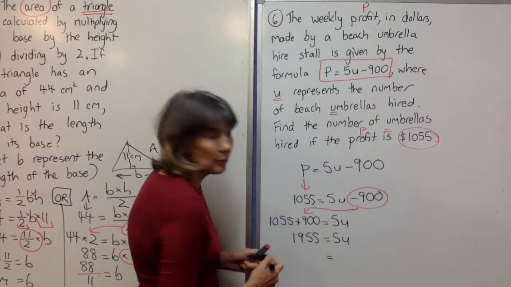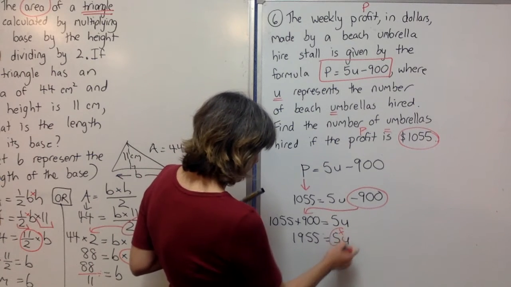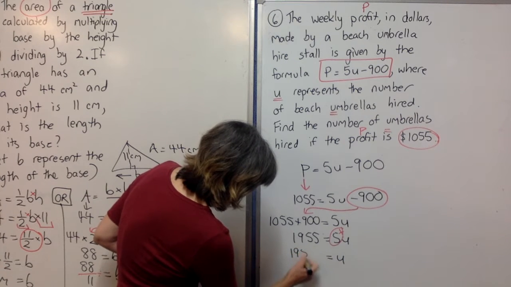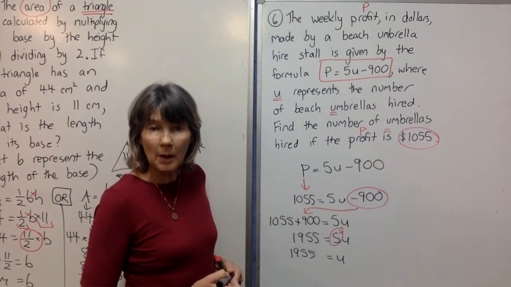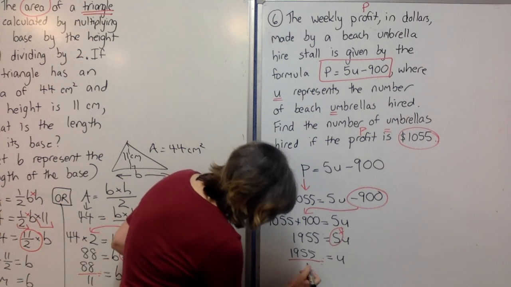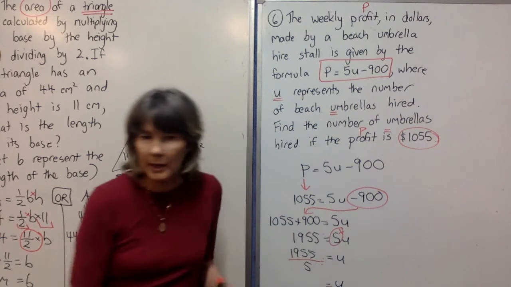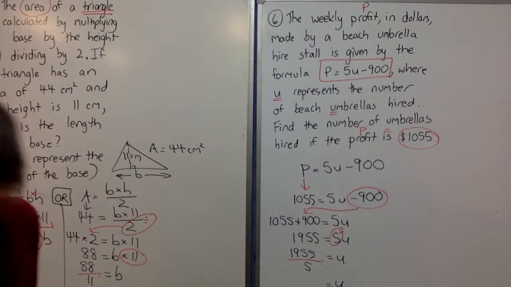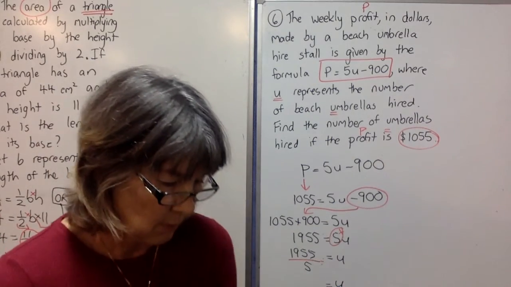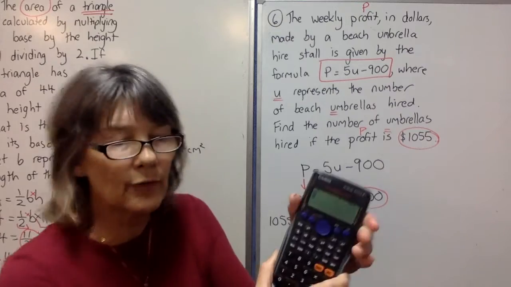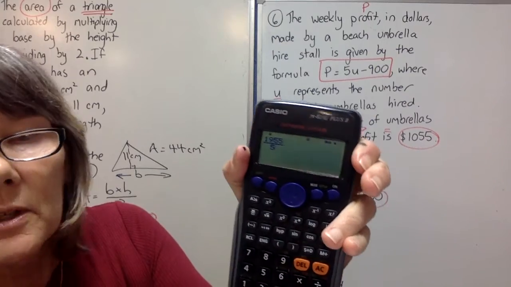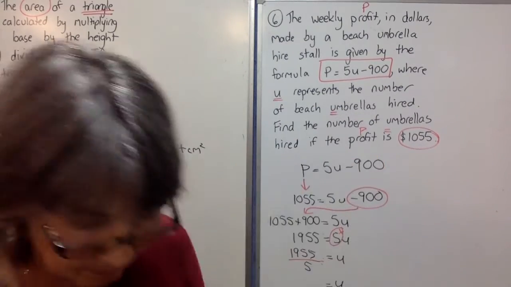So now we're going to get rid of the best friend, the times 5. So we're going to have the U by itself on the right, and over here we've got 1955. I'm going to do the opposite of times 5, which is divide by 5. And I don't know what that equals. So let's go to the calculator. All right, so we're pressing the fraction key. Now in the fraction key we have 1955 over, down arrow 5, press equals 391.